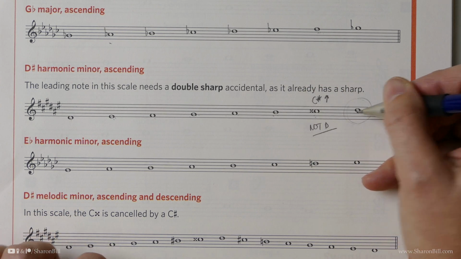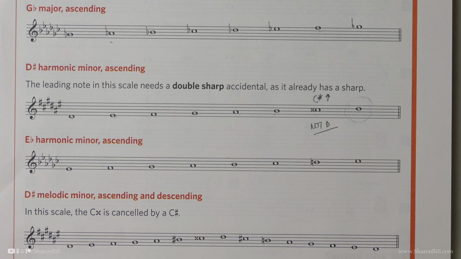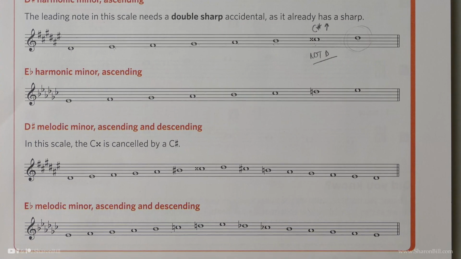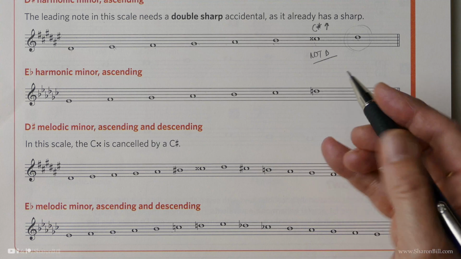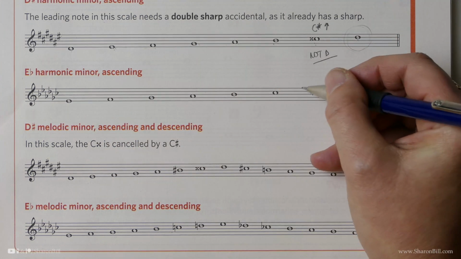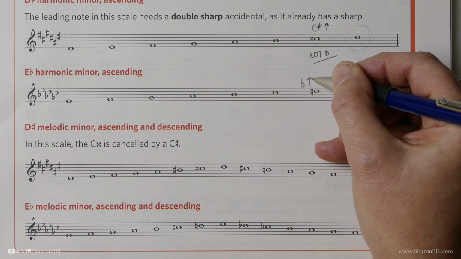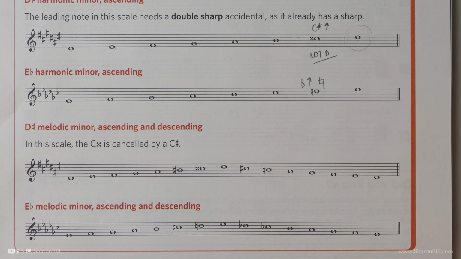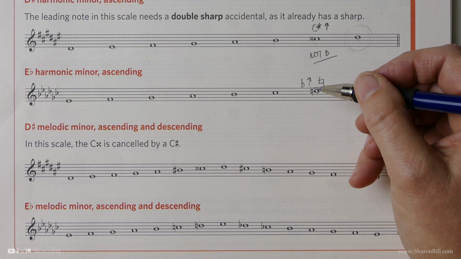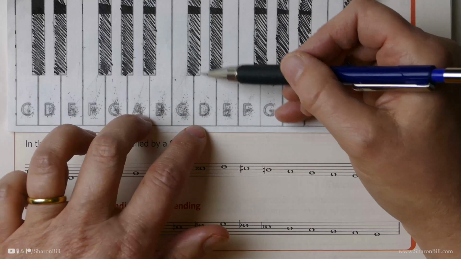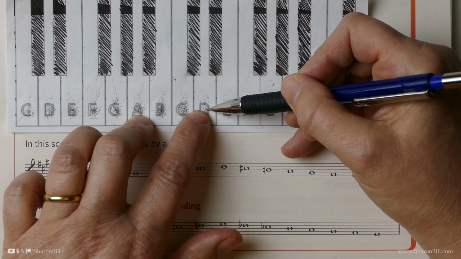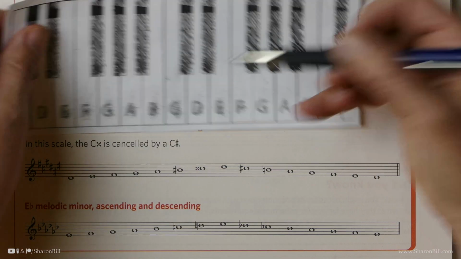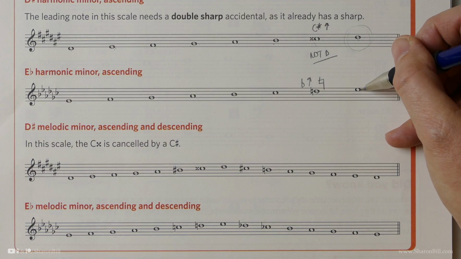so every step is allocated. It's a little bit easier in the flat key because the 7th is D flat, and a flat raised becomes a natural, and that seems a little easier to comprehend because D flat is raised and then we have the E flat to finish.